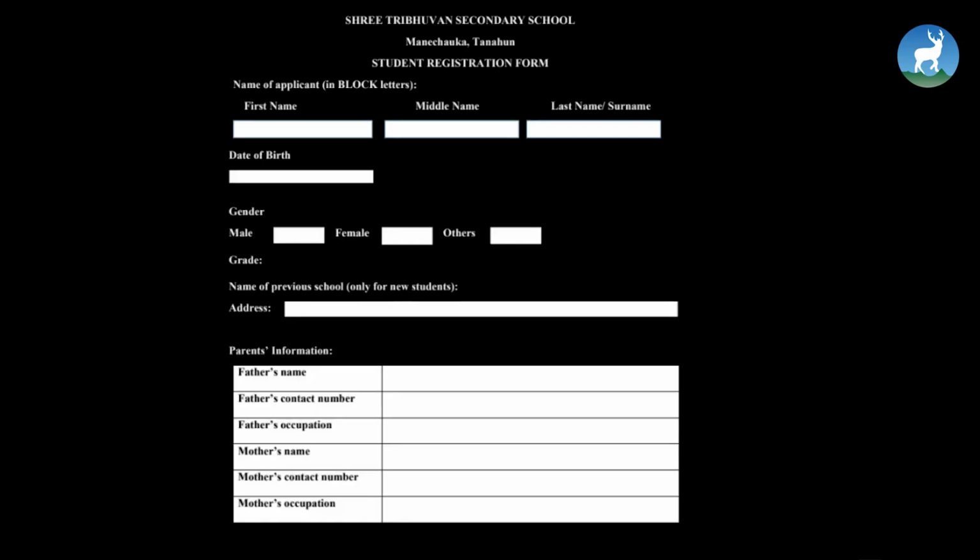Okay kids, let's begin with the writing part. And here we are about to fill in a registration form for the school. Now, a registration form is an information form where people fill in for getting registered at a company or any organization. Here we are doing it for a school because it's a student registration form.